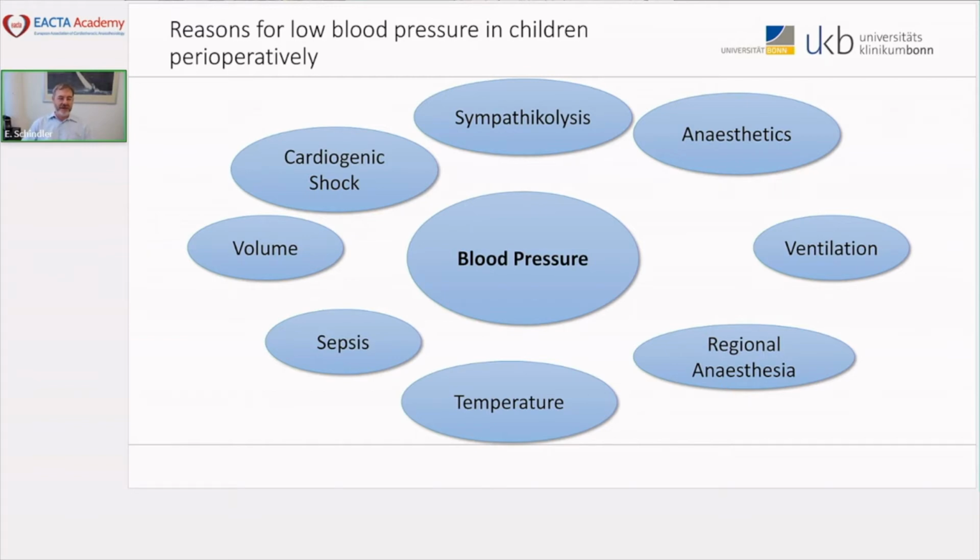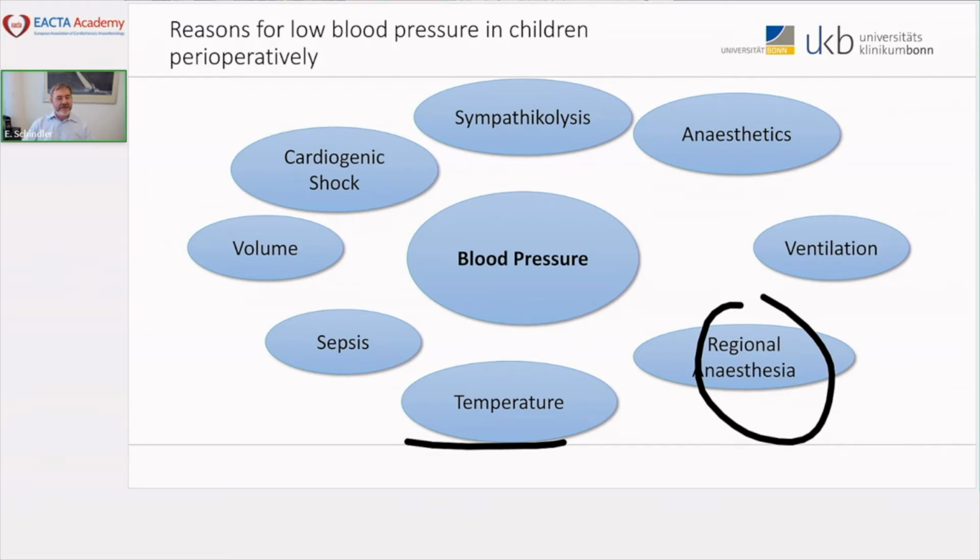We have a lot of parameters, and that is the ventilation. If we're doing regional anesthesia, temperature can be a significant influence parameter for blood pressure. Think about cooling down the patient and then vasoconstriction. Volume could be, but most of these parts, like the volume, the sepsis, the regional anesthetics, are influencing the blood pressure because they are creating a significant vasodilation.